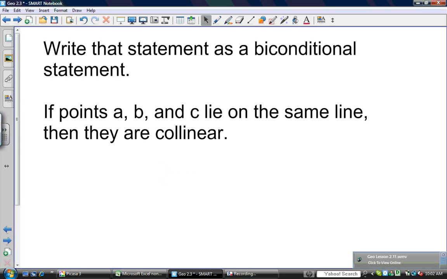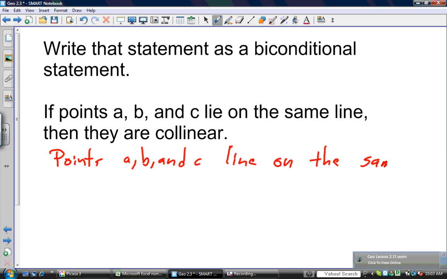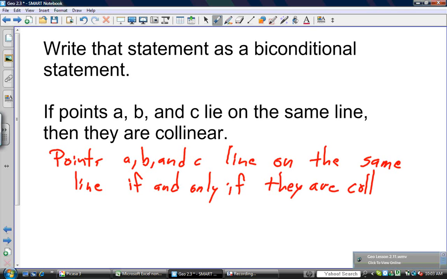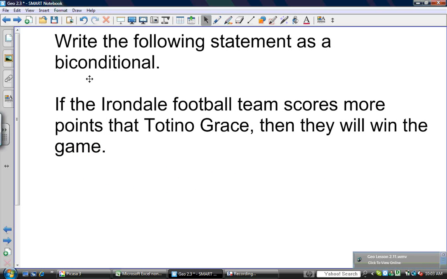Now, since the original statement and the converse are both true, let's write this as a biconditional. We can say points A, B, and C lie on the same line if and only if they are collinear. That's a biconditional statement. It's an if and only if.